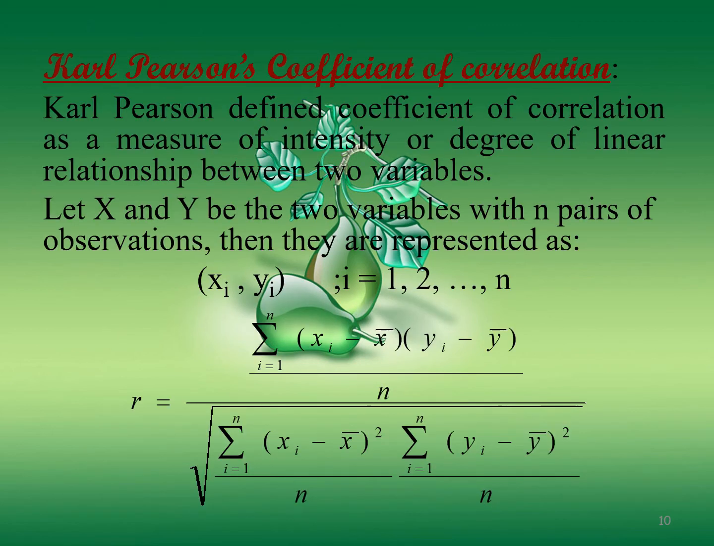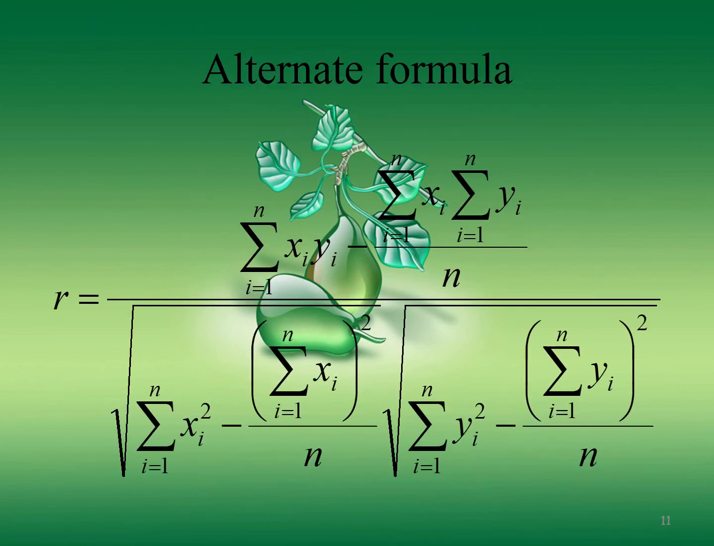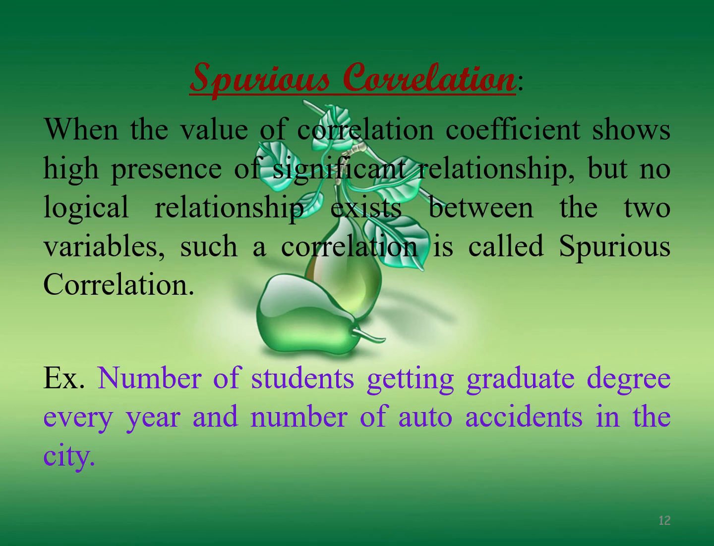The analytical value is given by Karl Pearson, hence known as Karl Pearson's correlation coefficient R, and it is given by this formula, which can be simplified as shown below. And this Karl Pearson correlation coefficient measures the degree of collinearity between the two variables.